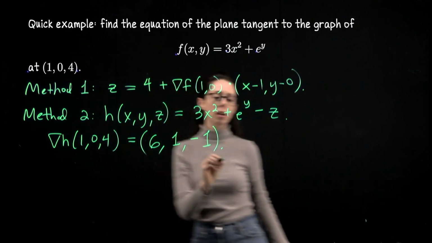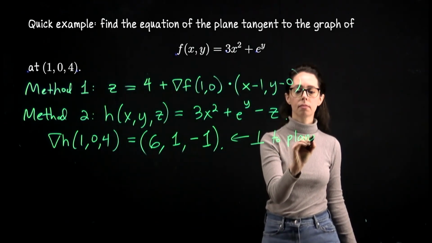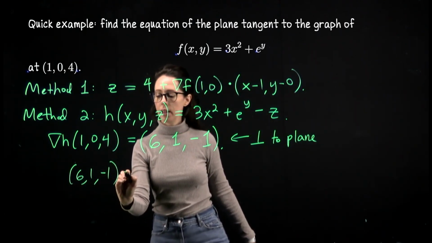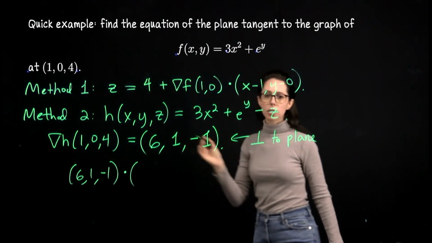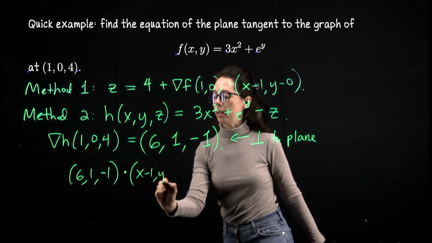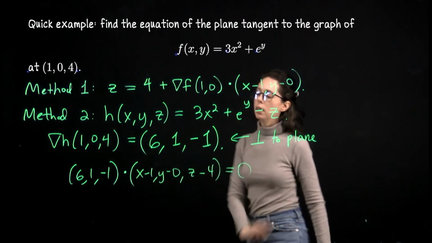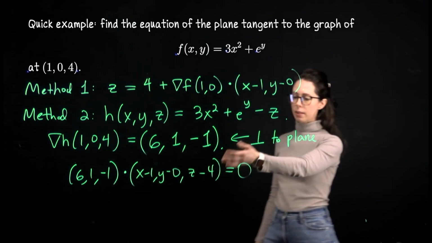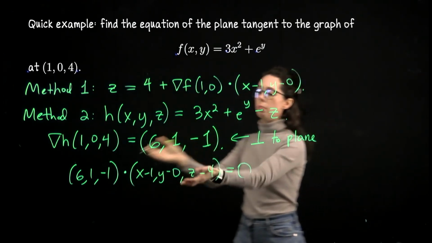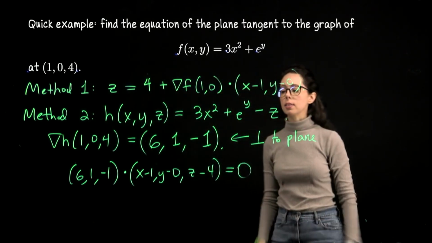Then to get my tangent plane, I'm going to do that vector dot product, where it's this vector. This is orthogonal to the plane. So I'm going to take this normal vector, 6, 1, negative 1, and dot it with x, y, z minus 1, 0, 4. So x minus 1, y minus 0, z minus 4. We want to expand that. The left-hand side will be equal to right-hand side because we're looking for this vector is orthogonal. So we compute this dot product. This is a vector that lives on the plane. This is orthogonal to the plane. Their dot product is 0.